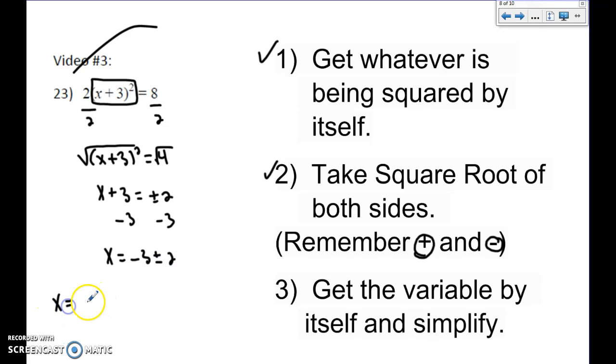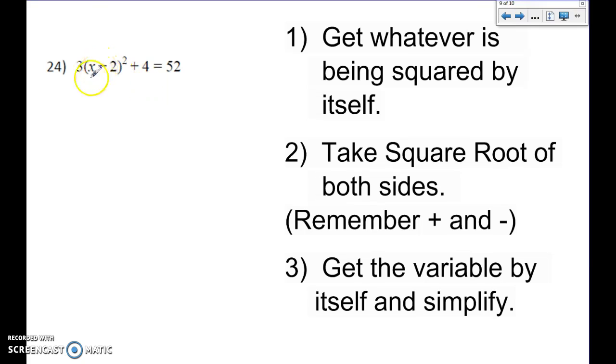So x is going to equal negative 3 plus 2, so I got x to be negative 1. And then x equals negative 3 minus 2, and I get x to be negative 5. Hopefully this is helpful. We're going to jump to the next one.